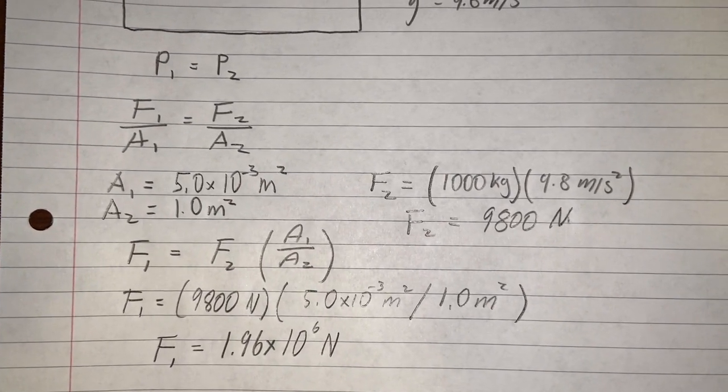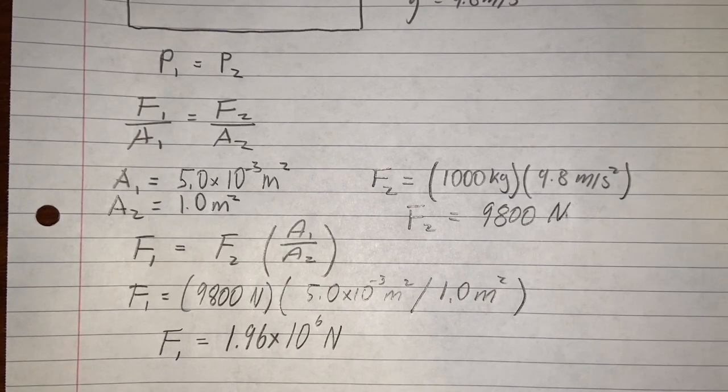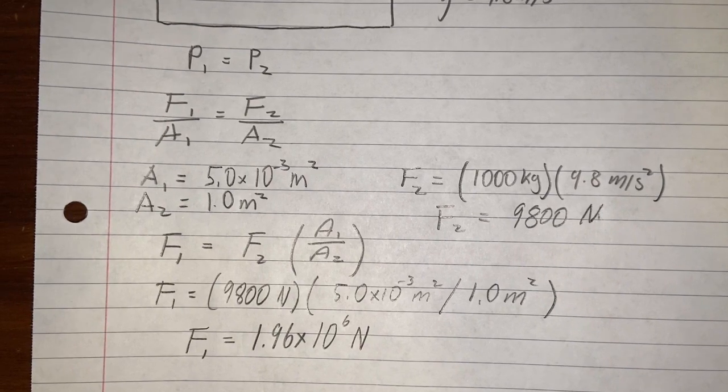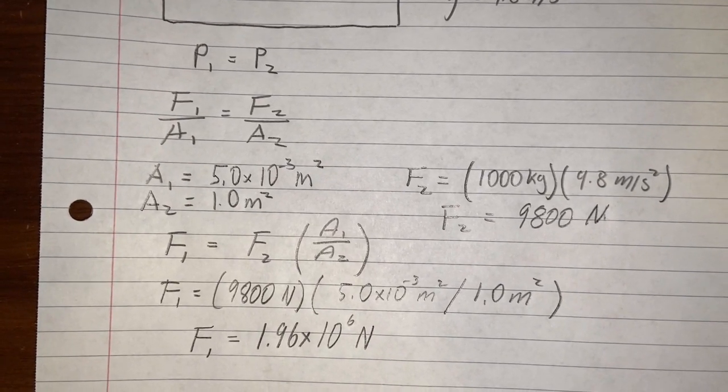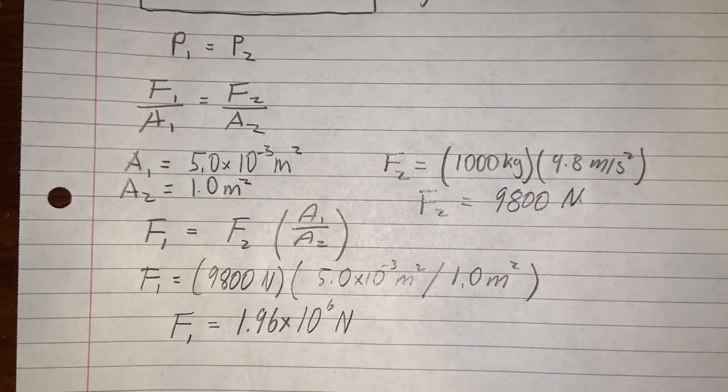So we can find the force being applied on the right side on that piston, which is going to be equal to the mass, which is 1,000 kilograms, times 9.8 meters per second squared for the gravitational acceleration. And we find that that force is going to be equal to 9,800 newtons.